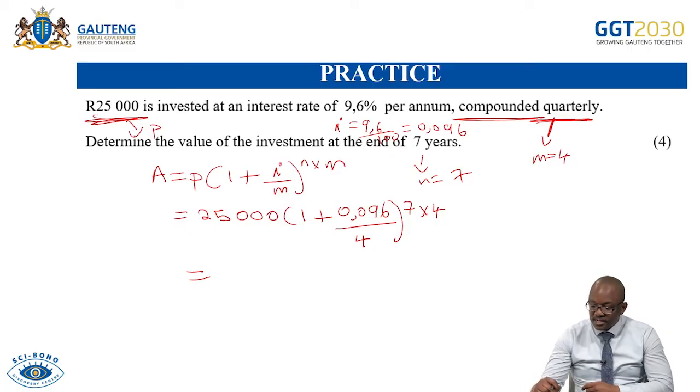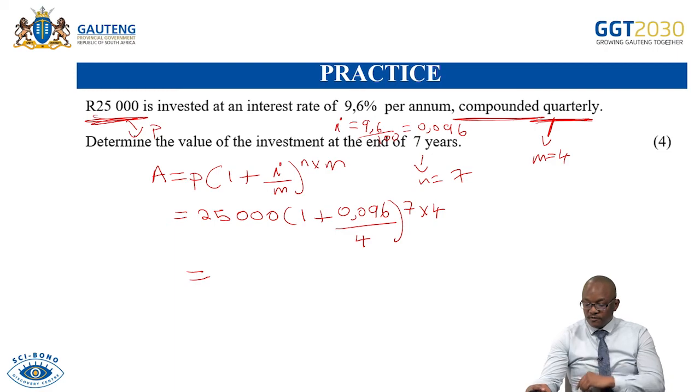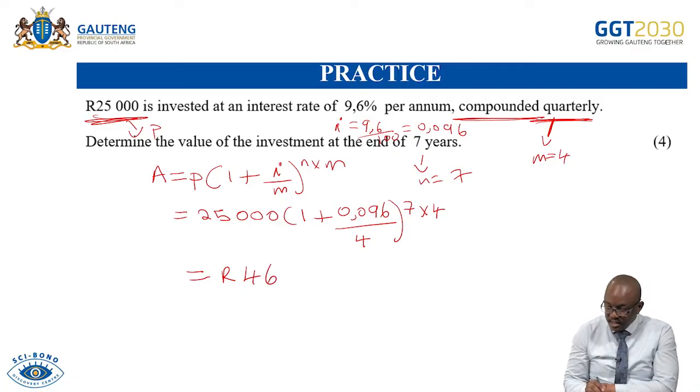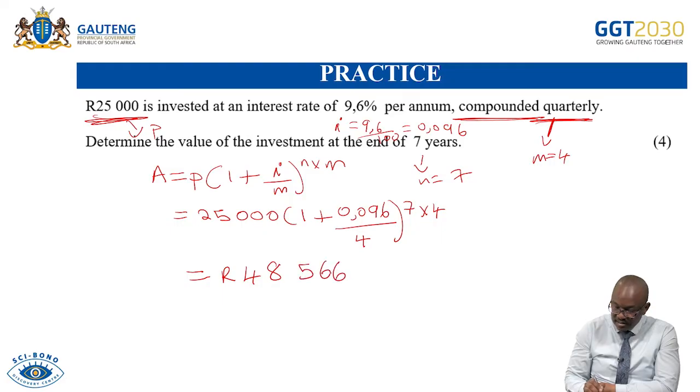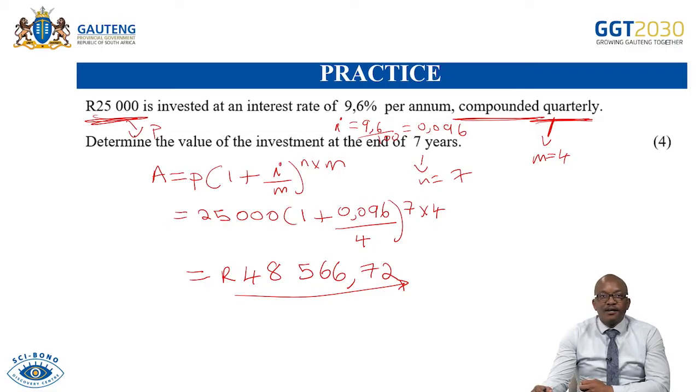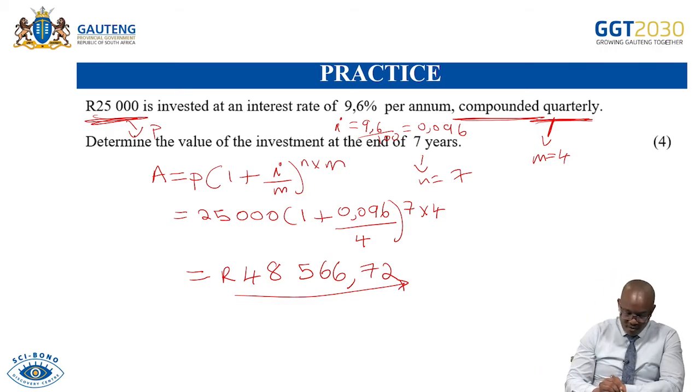So now, if we punch this in a calculator, you will just say 25,000 into 1 plus 0.096 divided by 4 all to the power of 7 multiplied by 4, because remember it's 4 for 7 years. And the amount that you are going to get there as your answer is going to be 46, sorry, it's not 46. It's supposed to be 48,566 rand, 72 cents. So that's how you are going to use that type of formula. Right. So now we can move forward.